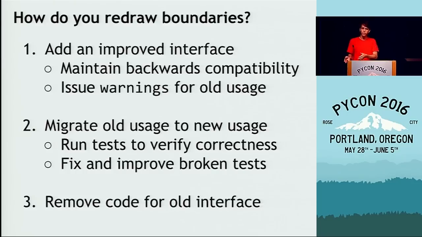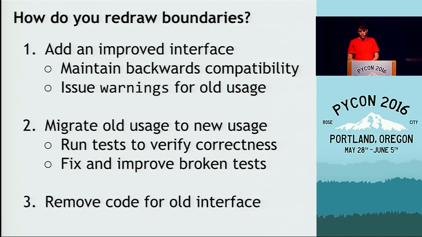Before when we were refactoring, we just went through, found code that was bad, kind of rewrote it, retested it, and we were done. When you're trying to change boundaries, like the relationships between classes, you've got to do a lot more than that because the usage is more complicated. So you add a new interface, a better way of interacting with the class hierarchy. You maintain backwards compatibility with the code that was there before, so you don't break everything, so you can keep testing and making forward progress.